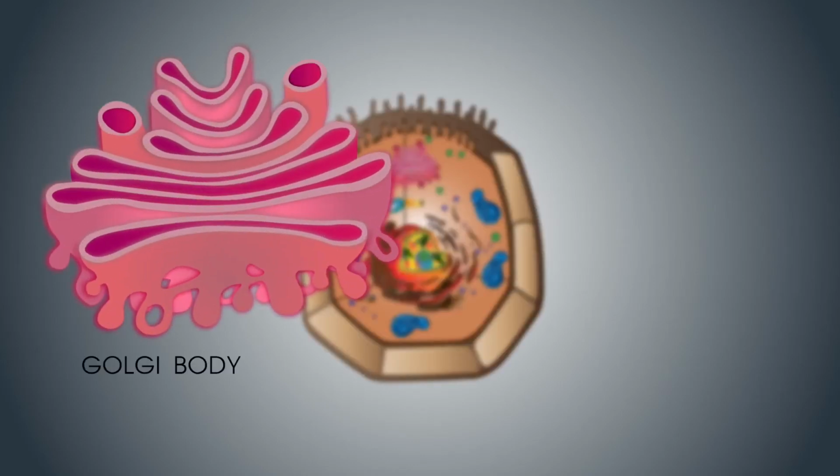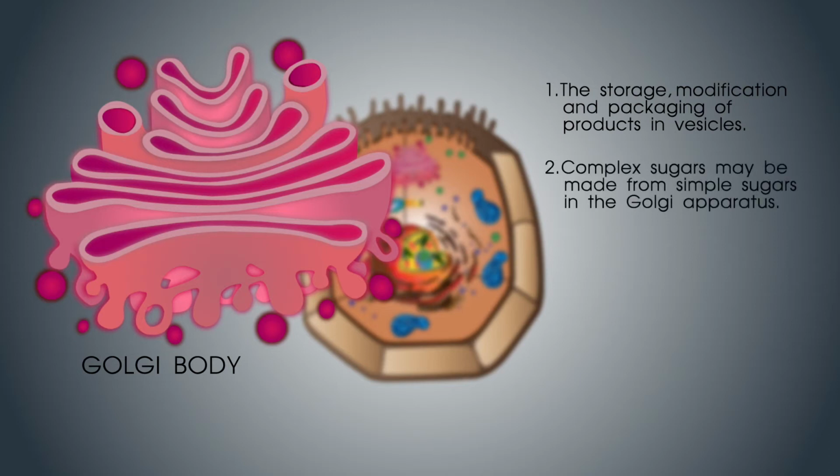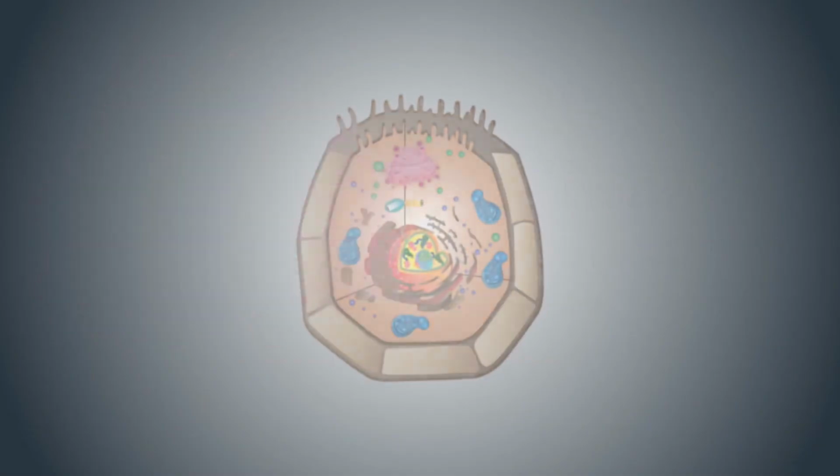The Golgi apparatus. Another kind of organelle, the Golgi bodies, are the cell's packaging centers. Here proteins are mixed with other chemicals and enclosed in bubble-like containers that then break away and move to the cell membrane, where the contents are released from the cell. The storage, modification and packaging of products in vesicles. Complex sugars may be made from simple sugars in the Golgi apparatus, which is involved in the formation of lysosomes.